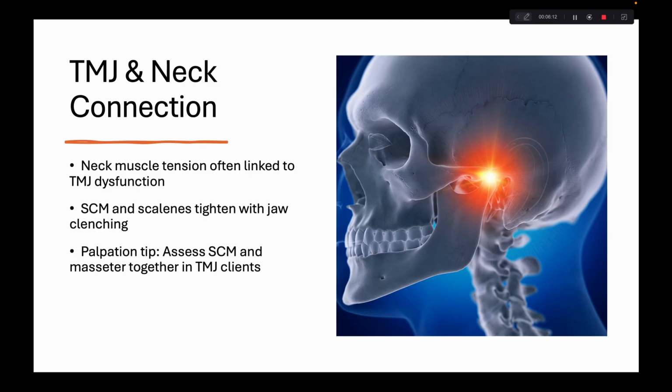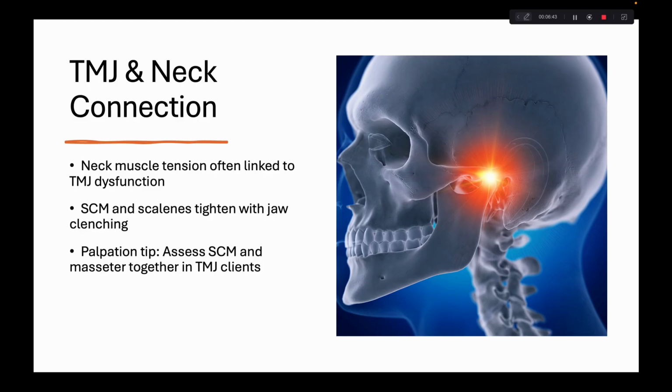TMJ and neck connection. Neck muscle tension is often linked to TMJ dysfunction. Your SCM and your scalenes can tighten when the jaw clenches. So see, everything works together. We also have all that connective tissue, that fascia that joins everything together. Remember the demos we did where I did a little traction on the neck and you saw the toes move a little bit, just because everything's connected.